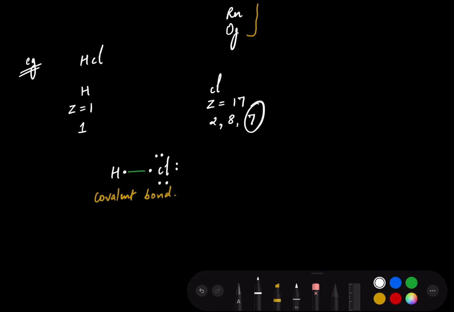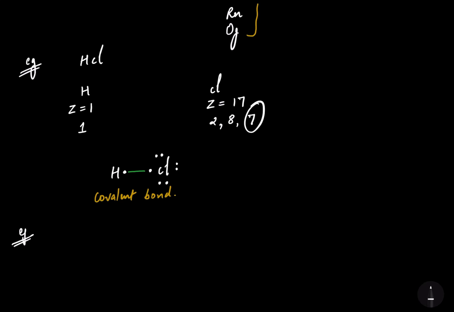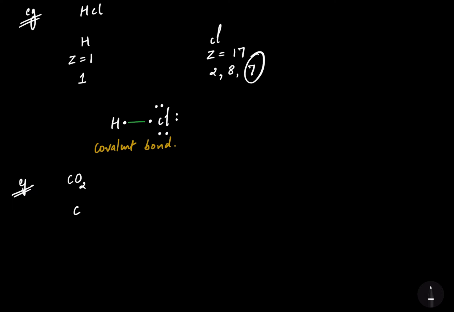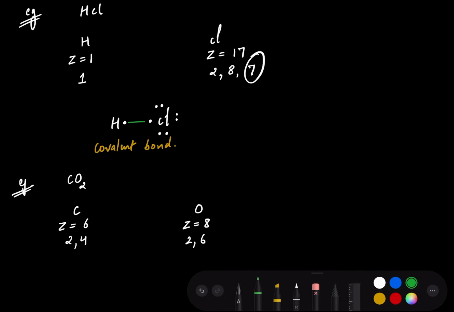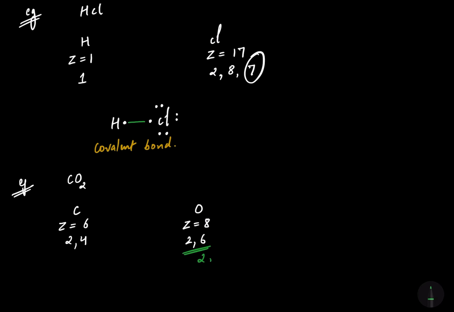I'm now taking the example of carbon dioxide gas, the CO2 gas. Now carbon. What's the atomic number of carbon? It's 6. The configuration will be 2, 4. Now let's talk about the oxygen. What's the atomic number of oxygen? It's 8, so it will be 2, 6. That means oxygen needs 2 more electrons to attain the octet.